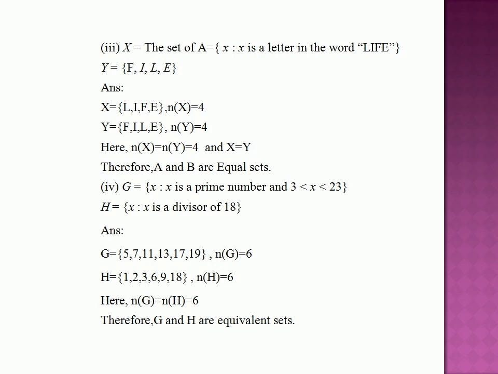Here, whether you are counting these elements, how many elements do you get? n(G) is equal to 6. H is equal to the divisors of 18. What are the divisors? 1, 2, 3, 6, 9 and 18. These are the numbers that can divide the number 18. So the number of elements in H is 6. Here n(G) is equal to n(H), equal to 6. Therefore, though the elements are not the same, the number of elements is equal. So both the sets are equivalent sets.